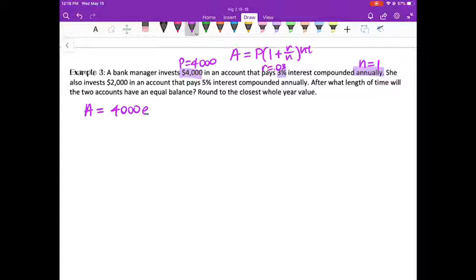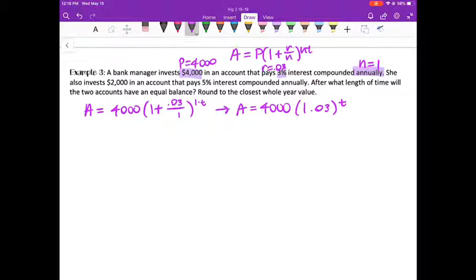So we can take that first sentence and write it in an equation right now. So 1 plus our rate divided by the number of times per year it's compounded, raised to the nt. Well, we've got a lot of ones in here, so we can actually simplify this just a touch. So we'll have A equals 4,000 times 1 plus 0.03 divided by 1, which is 0.03. And then 1 plus 0.03 is 1.03 raised to the t.